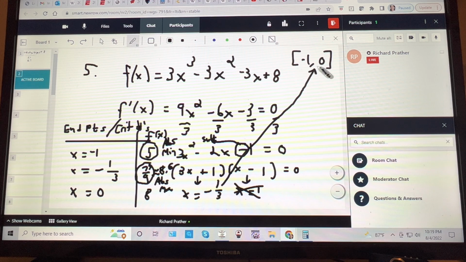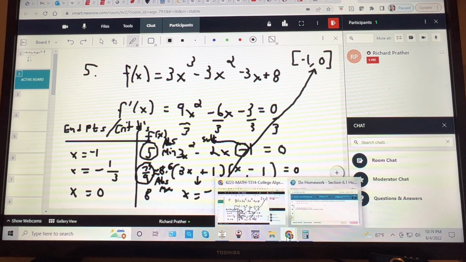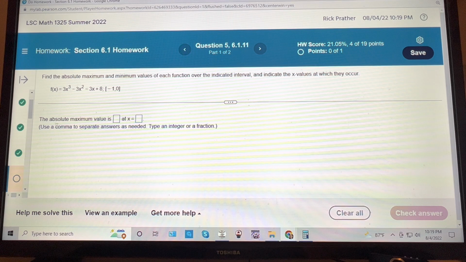But in a closed interval, you're always going to get only one absolute minimum value and only one absolute maximum value, and they're both guaranteed to happen in a closed interval as long as you have a continuous graph. So they'll ask for the values for sure, and they usually ask for the locations too, which are the x values. See, the absolute maximum, type in integer or a fraction. See, they're not going to take that 8.5.